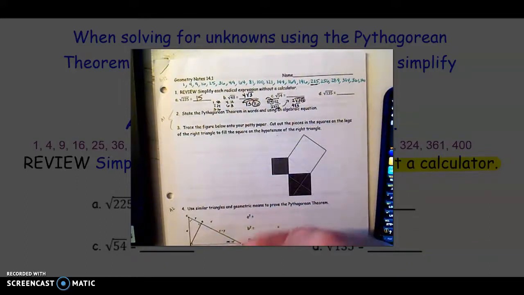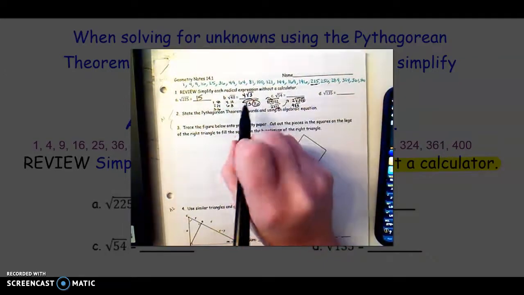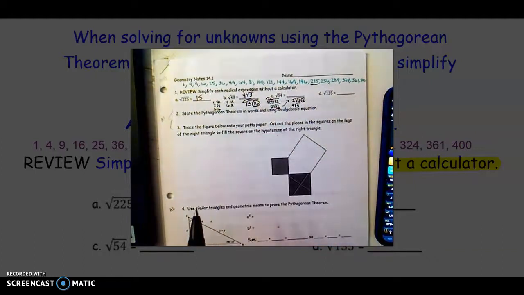It would be like saying 6 over 12 is equivalent to 3 over 6. That's true, it's just you haven't simplified it all the way. So never leave a perfect square factor underneath your radical.